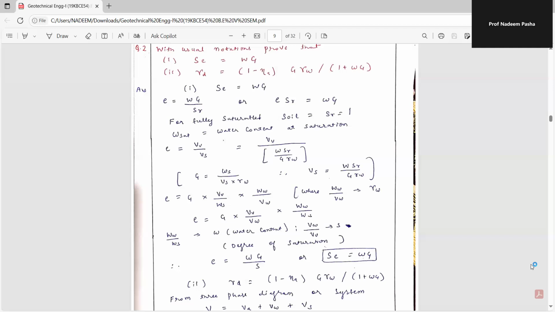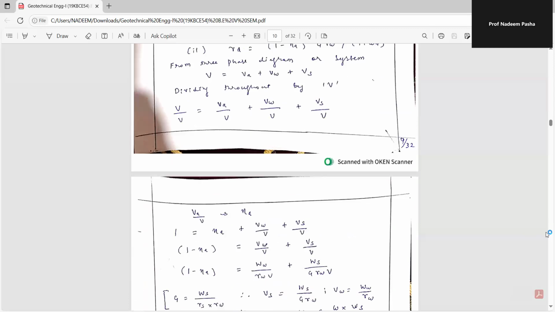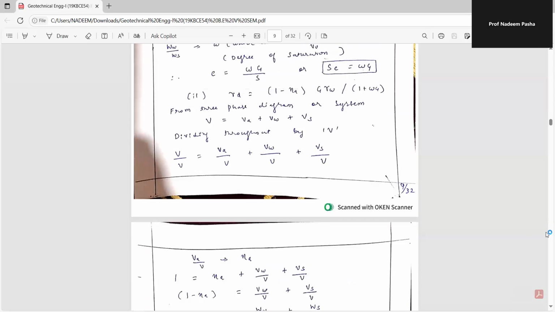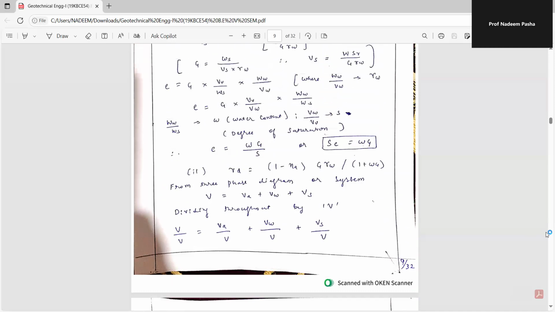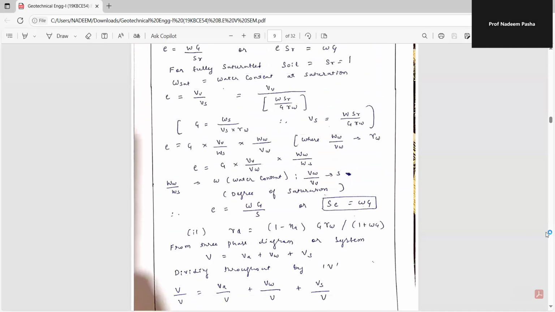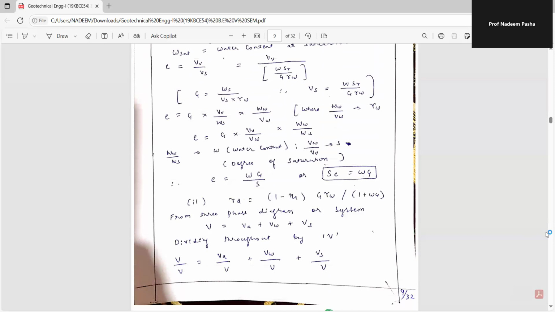Now one more relation: gamma d is equal to (1 minus eta a) into G gamma W divided by 1 plus WG. So from the three phase diagram we have V is equal to Va plus Vw plus Vs. For the three phase system, capital V is equal to volume of air plus volume of water plus volume of soil. Dividing throughout by V, Vv equals Va by V, Vw by V, Vs by V.